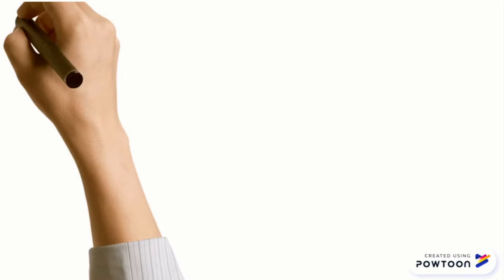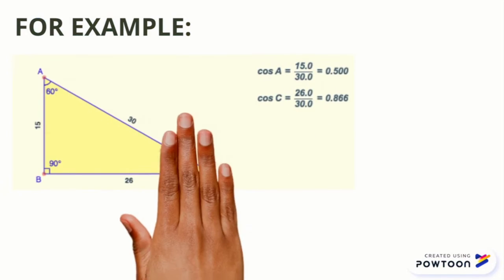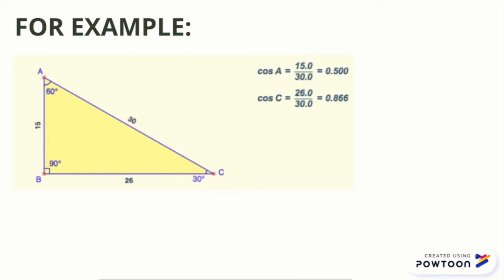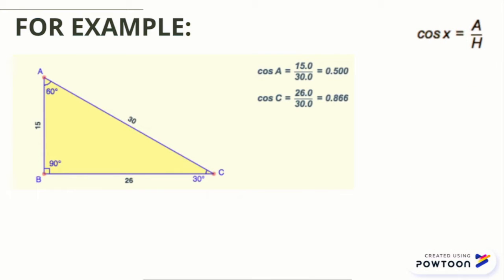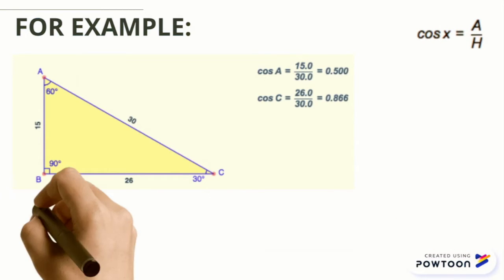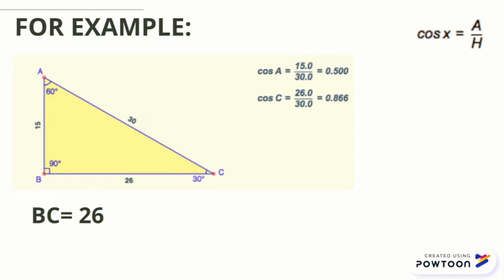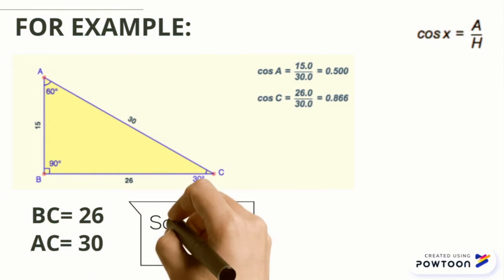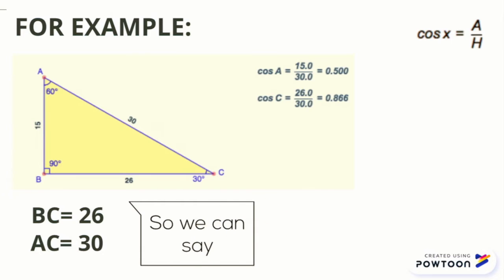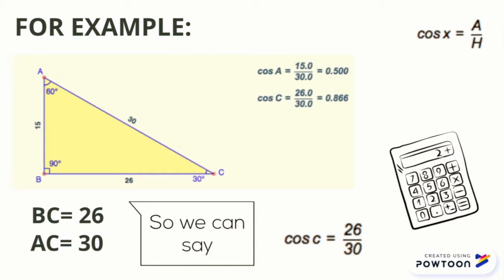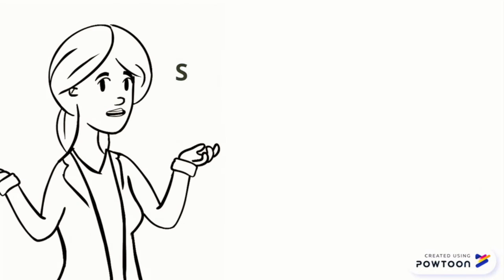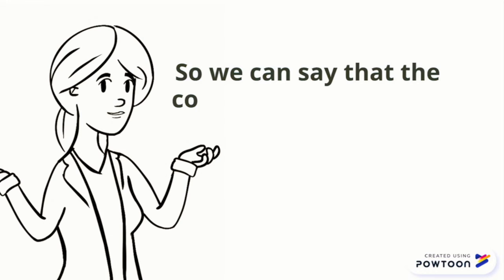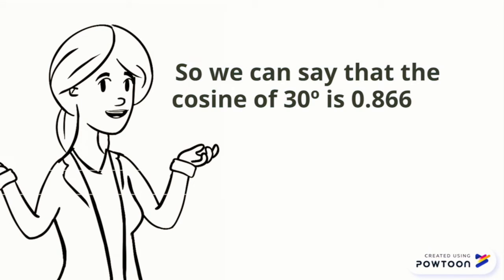As an example, let's say we want to find the cosine of an angle C in figure 1. From the formula above, we know that the cosine of an angle is the adjacent side divided by the hypotenuse. The adjacent side is BC and has a length of 26. The hypotenuse is AC with a length of 30, so we can write 26 over 30 equals the cosine. This division on the calculator comes out to 0.866, so we can say the cosine of 30 degrees is 0.866, or the next formula.